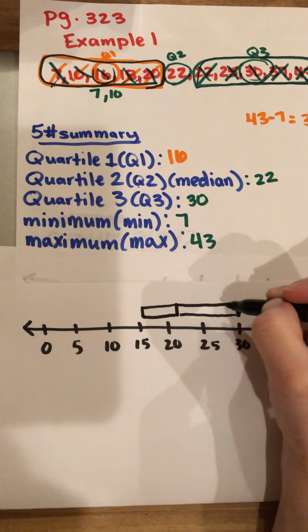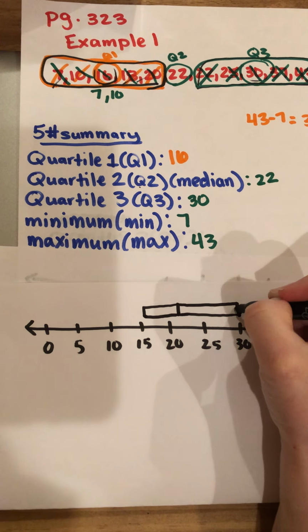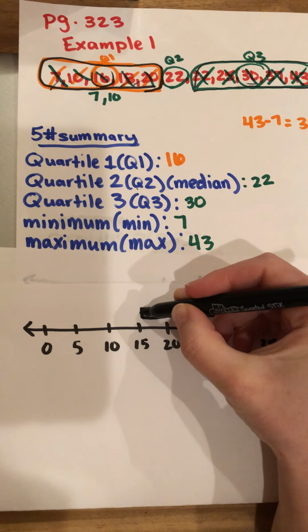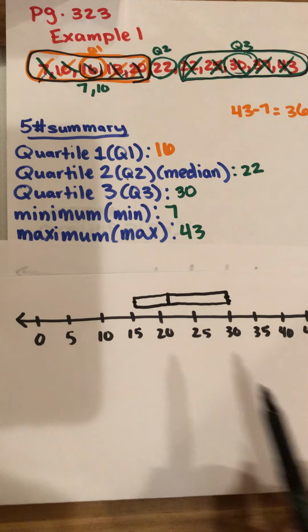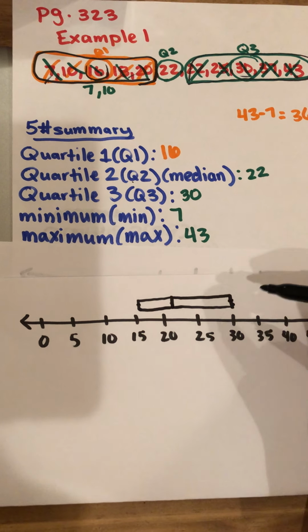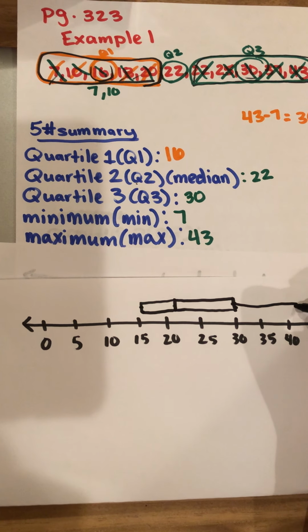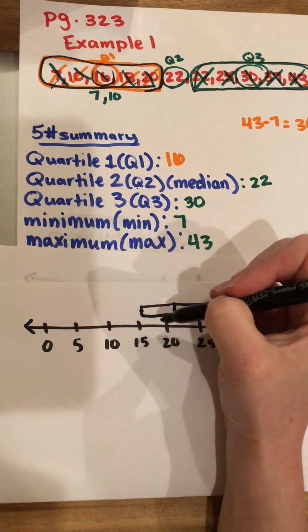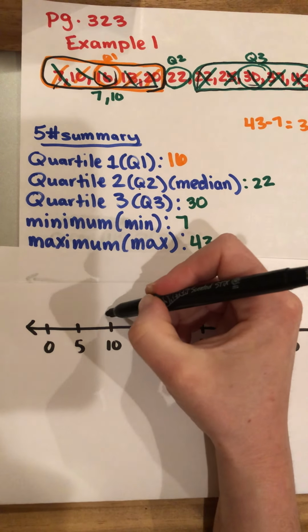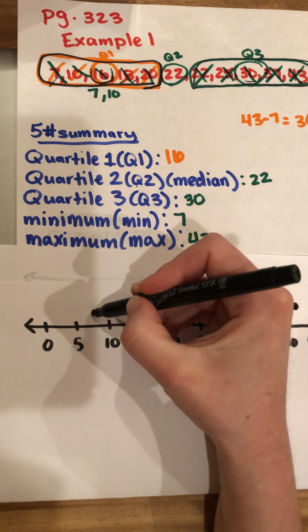There's my upper and lower, and sometimes you see them actually leaving the dot there. You don't have to. And then I draw my whiskers out to my minimum and my maximum. So I'm drawing to 43, which is about right here, and down to 7.